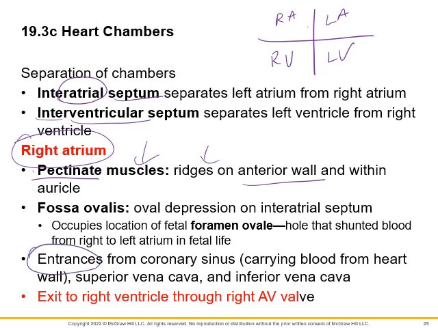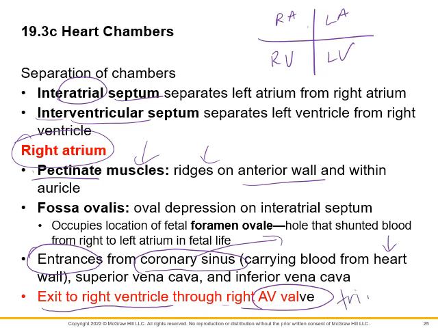We're also going to see the coronary sinus. So again, anything that says coronary, this is the blood that was either feeding the heart muscle or it's the return, right? The waste blood that's low in oxygen coming back to the coronary sinus. The right atrium exits to the right ventricle through the right AV valve. We also call it the tricuspid valve.